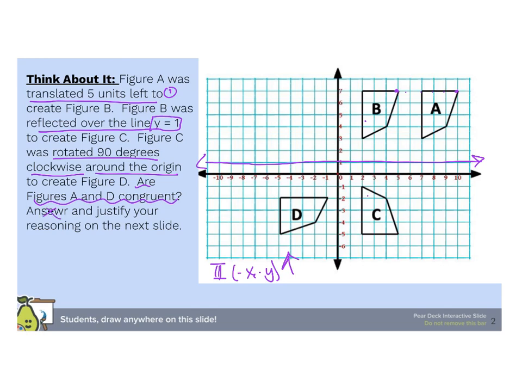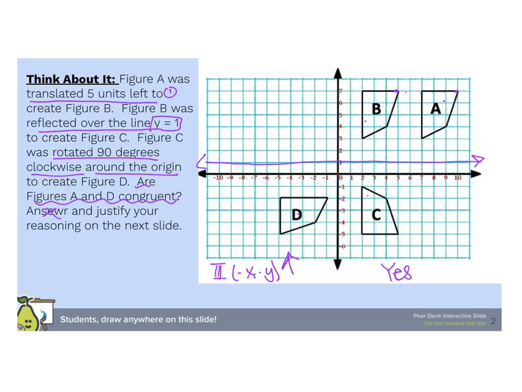Answer, I will fix that on your slide. Answer and justify your reasoning. So, is figure A congruent to figure D? Well, I know that with rigid transformations, size and shape are preserved. Congruent means same size and shape. So yes, these figures are congruent. Now, how am I going to prove it?